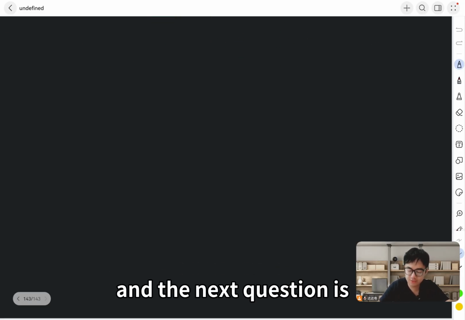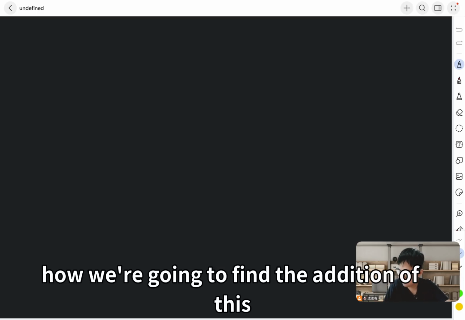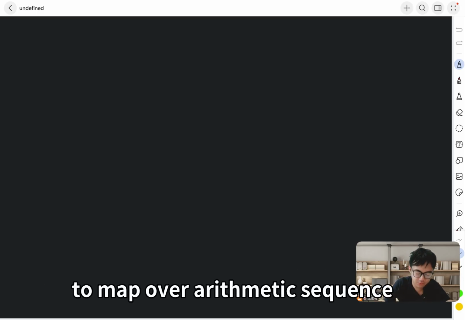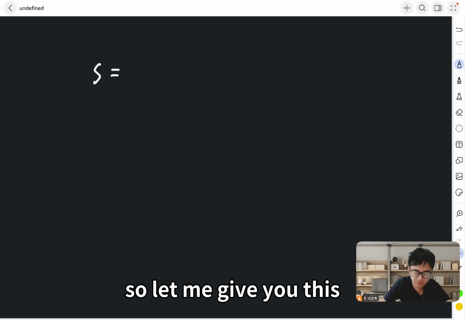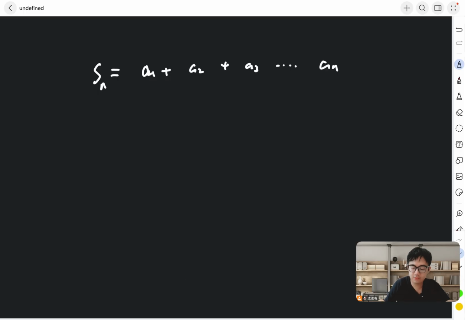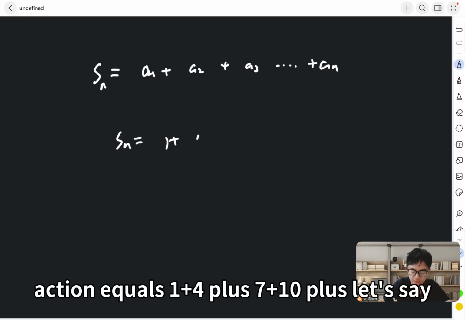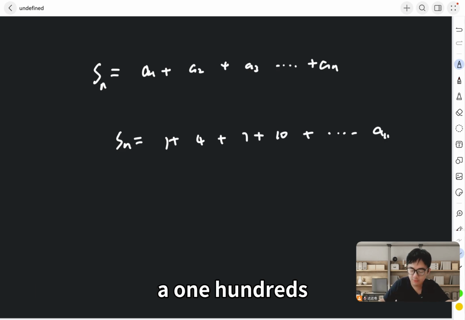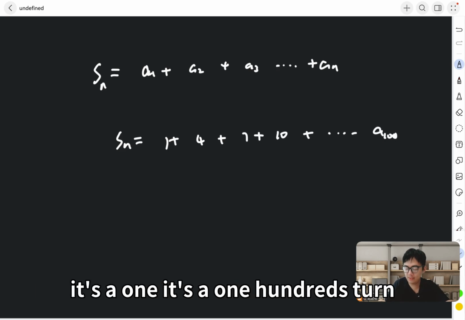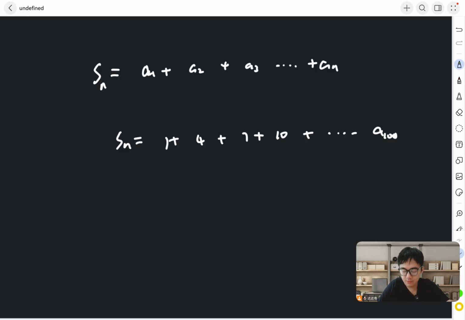And the next question is, how are we going to find the addition of an arithmetic sequence? So let me give you this. Sn equals A1 plus A2 plus A3 until An. And I'll give you a practical one. So Sn equals 1 plus 4 plus 7 plus 10 plus, let's say, A100. It's the 100th term. So how do I find the sum of this arithmetic sequence?